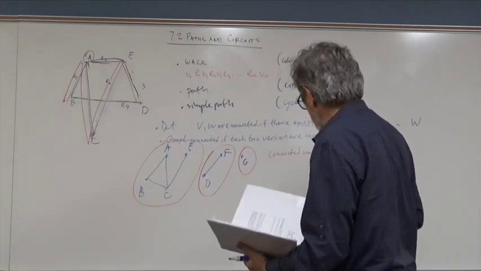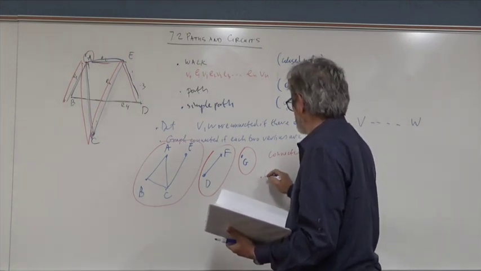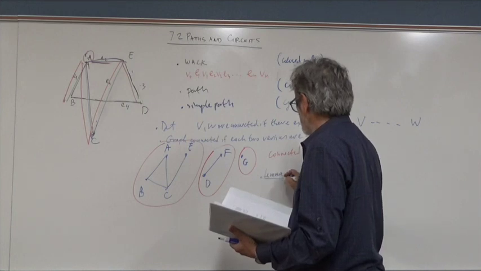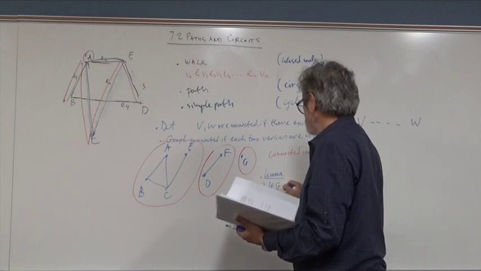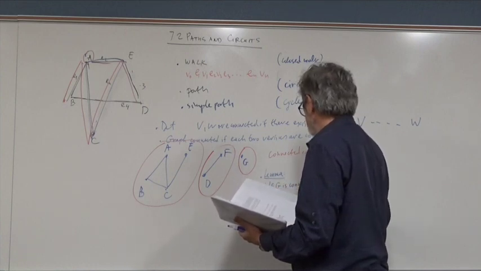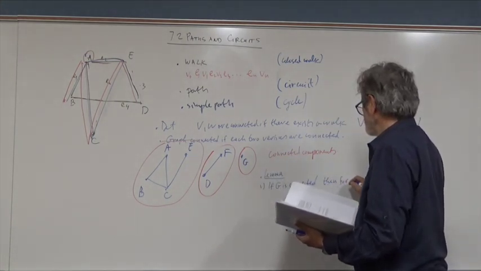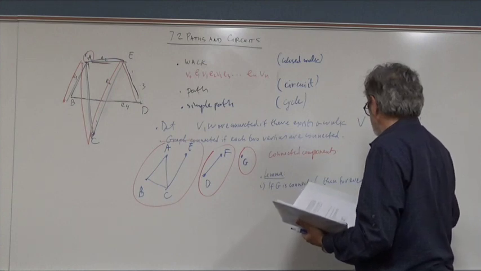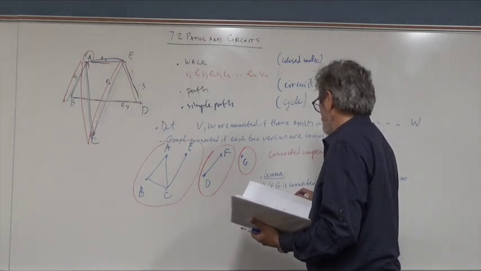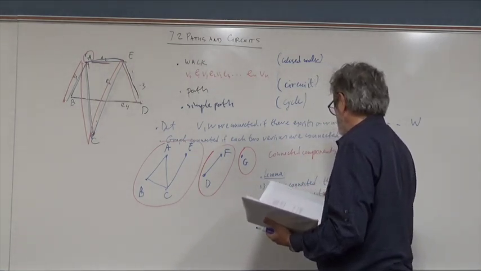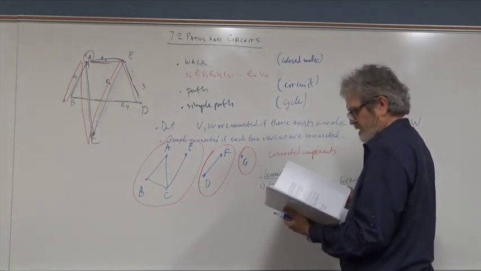And then we can easily conclude that the following lemma is true. If G is connected, then for every two vertices there is a connecting path.